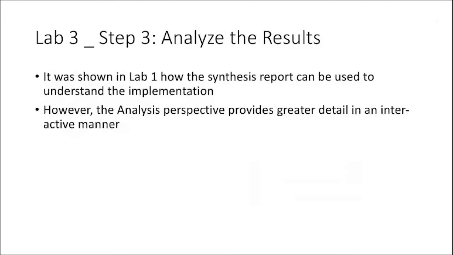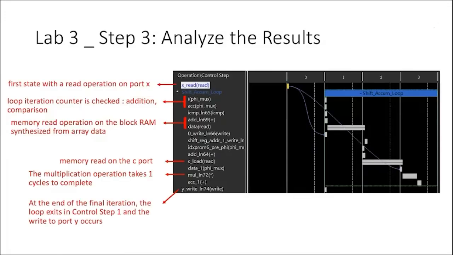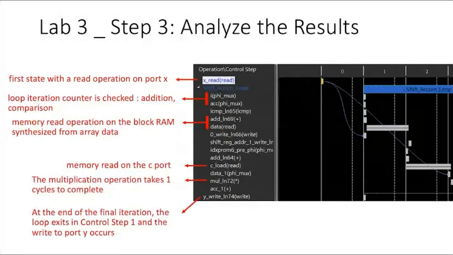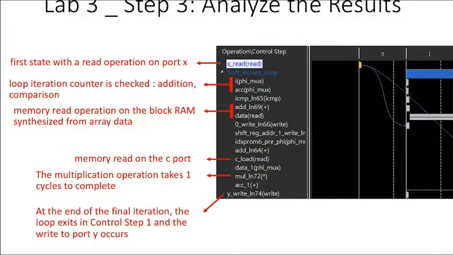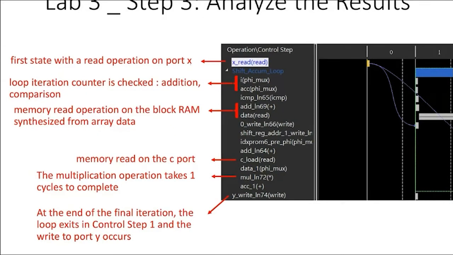In lab 1, we could see the synthesis report. However, the analysis perspective provides greater detail in an interactive manner. This is the lab 3 analysis perspective. In the first state, we read the operation on port X here, and then we look into the loop.